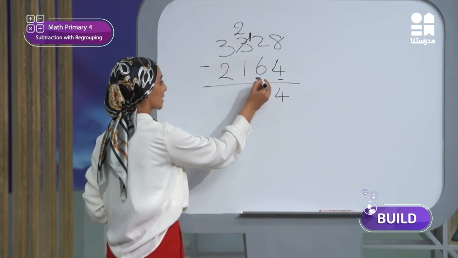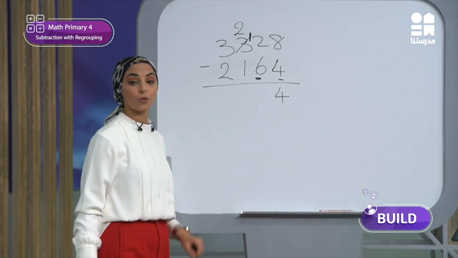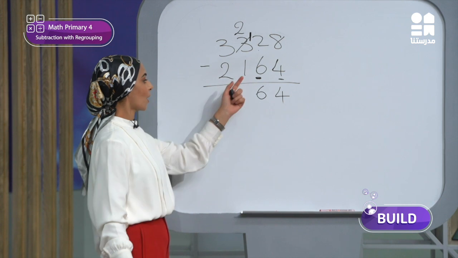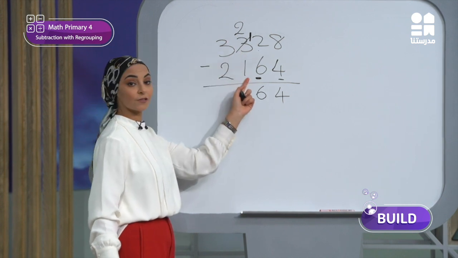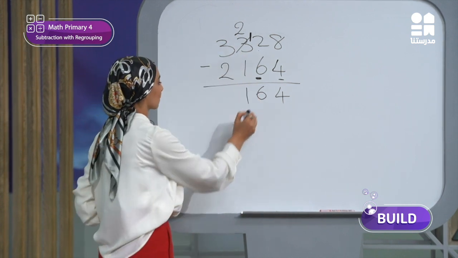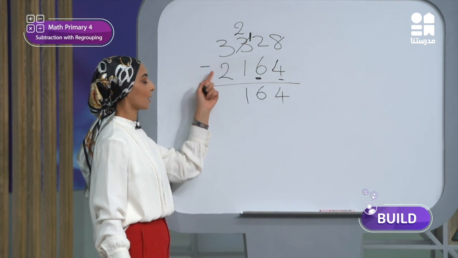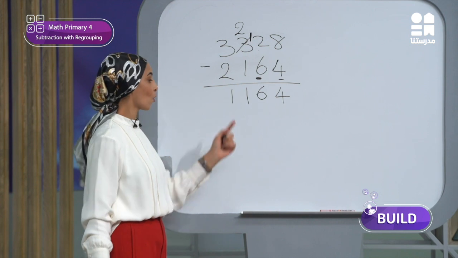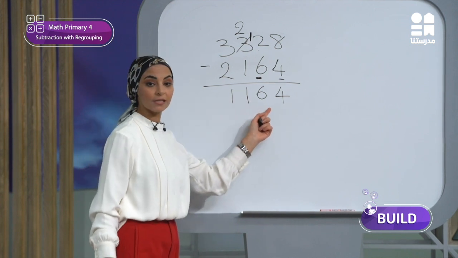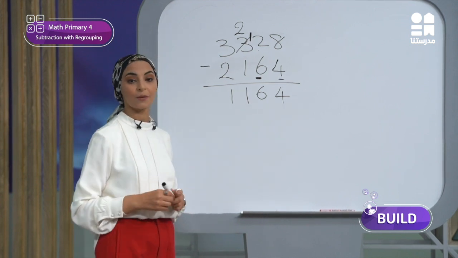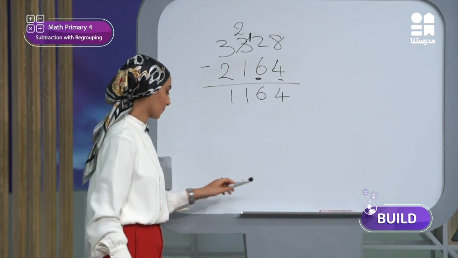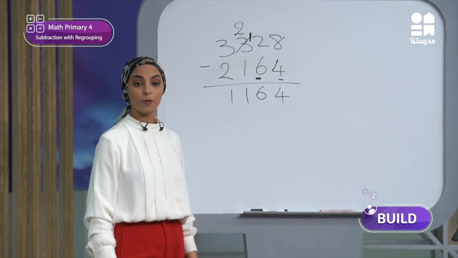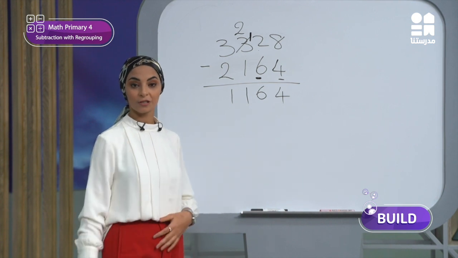Now, can I take 6 from 12? Yes, 12 minus 6 gives me 6. Now, what about the 100? 2 minus 1 gives me 1, of course. And then 3 minus 2 gives me 1. So the answer here is 1164, which is the same answer, of course. Now I hope you understand this very well. We solved it in 2 different ways.